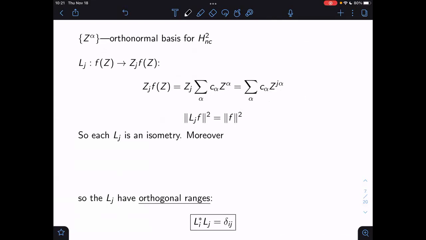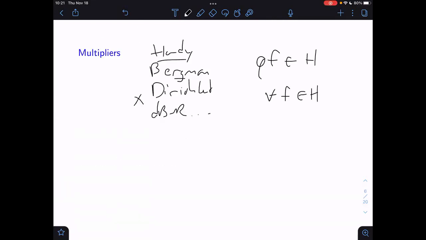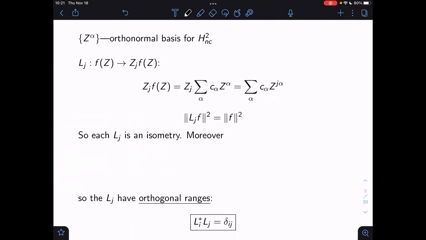To begin with, let's start with the simplest possible multipliers. And let me go back here. So in all of these spaces, especially Hardy, Bergman, and Dirichlet, as in the lectures that we saw already on these spaces, the simplest possible multiplier is multiplication by Z. In the Hardy space, that's the shift operator. You have a Bergman shift, a Dirichlet shift, and we ask lots of operator theoretic questions about the shift operator. So a natural place to start in the NC setting will be with NC versions of the shifts.